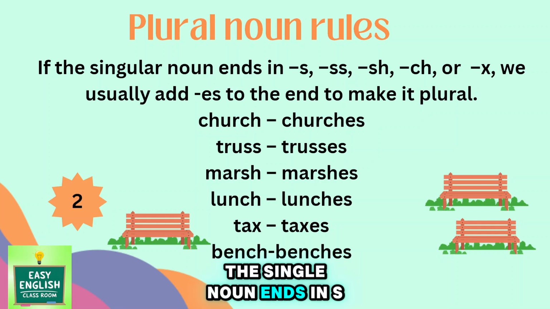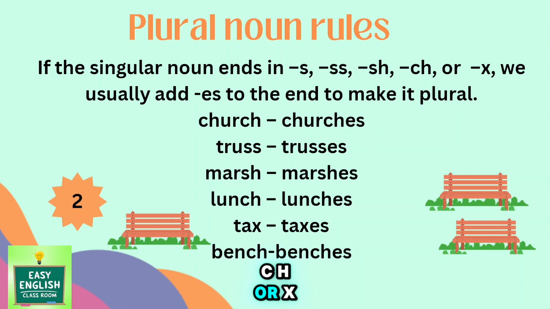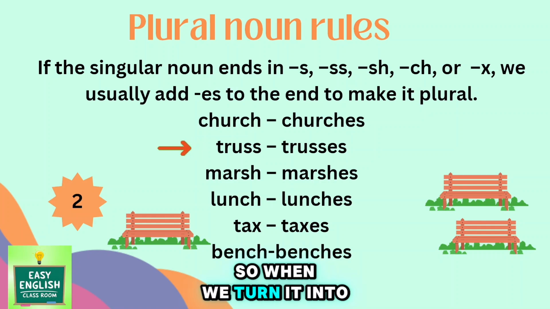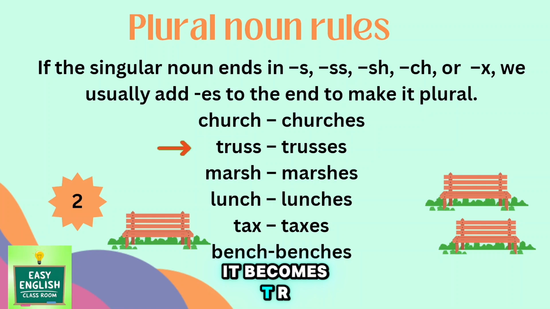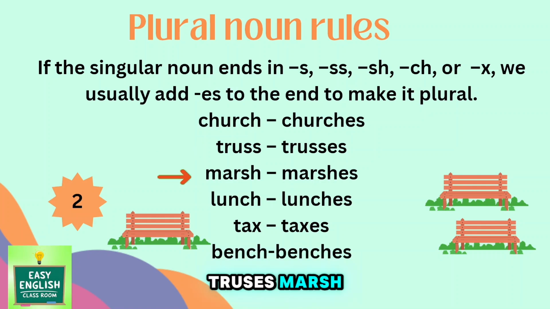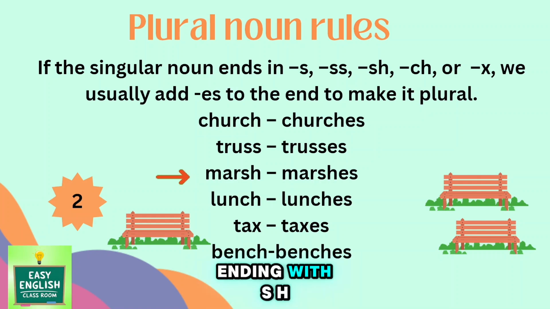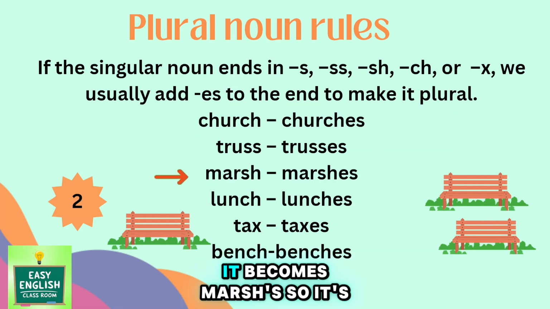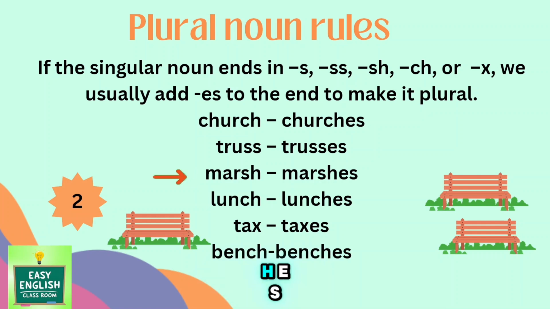If the singular noun ends in s, double s, sh, ch or x, we usually add es to the end to make it plural. For example, church, churches. Truss, as we can see, it ends with double s, so when we turn it into a plural, it becomes trusses. Marsh, as we can see, it's ending with sh, it becomes marshes.